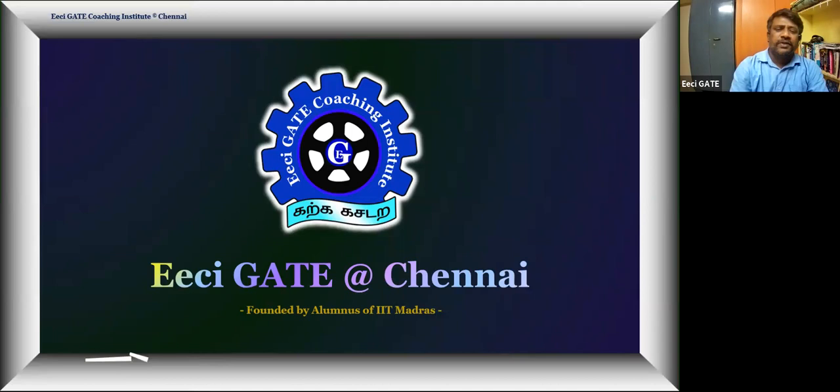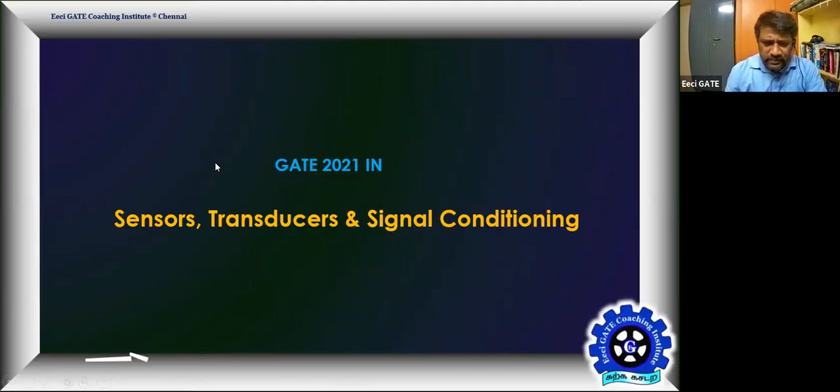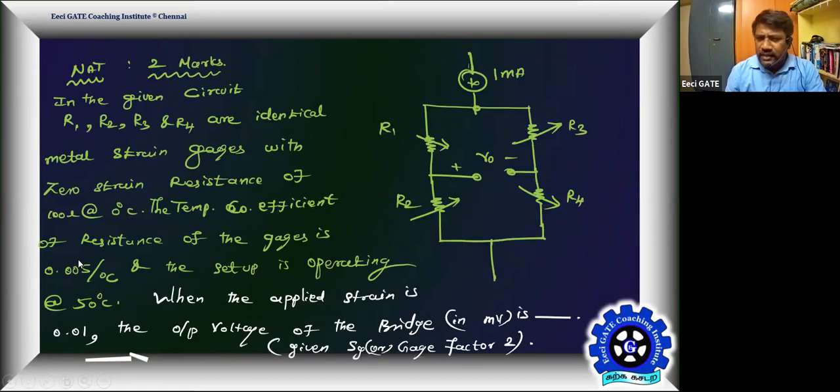The first problem based on this topic, sensors and transducers, is on strain gauges. It is a numerical answer problem for 2 marks. We are given a full bridge consisting of metal strain gauges R1, R2, R3, R4. The bridge, surprisingly, is excited by a current source instead of a voltage source. The goal is to find the output voltage of the bridge.